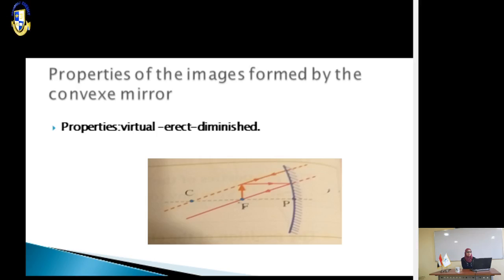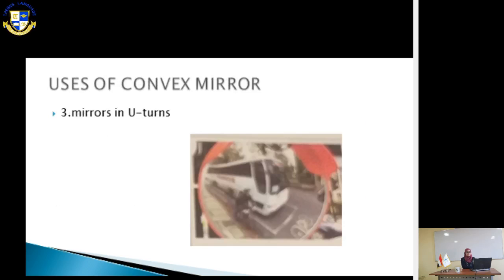Properties of the image formed by the convex mirror. Properties here: virtual, erect, and diminished. So we have two parallel lines, so there is no image formed when the object stands on the focus. If here the object stands on the focus, there is no image formed because the rays are parallel to each other. As shown in the figure, we have two light rays which are parallel. Slide number 23. Uses of the convex mirror.